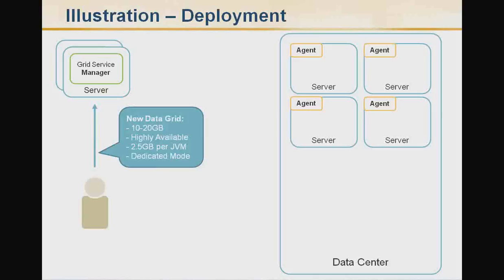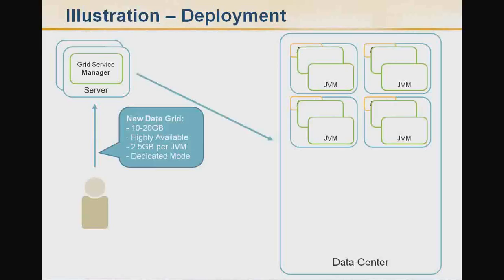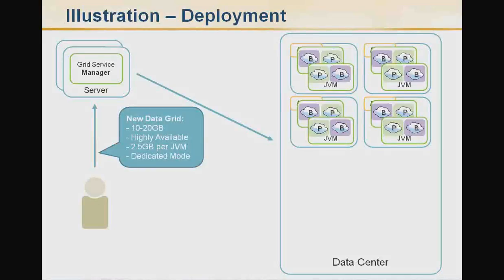So when you start an agent, all you need to care about is that it's going to have the right services available somewhere in the cluster. Once you do that, the manager, the GSM in this case, will start the right number of JVMs on those servers. Again, it will calculate automatically how many JVMs need to be started based on the JVM heap size parameter that you specify. And once it does so, it will deploy the data grid onto those JVMs.